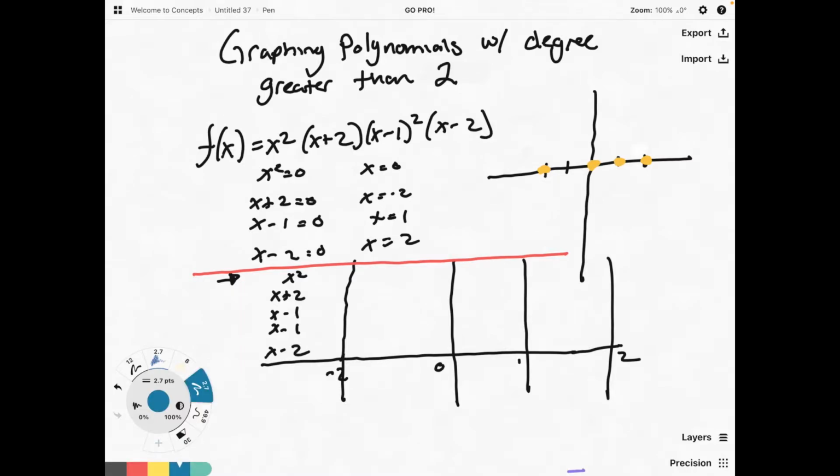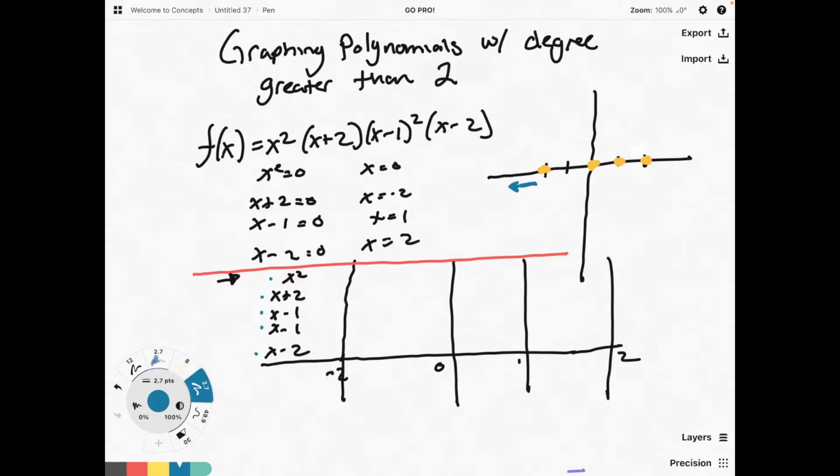What we want to do now is find the overall direction of the graph on values that are less than negative 2. If we want any value less than negative 2, all we need to do is select a value less than negative 2, and then we can plug that value into each one of these factors that we found to give us a sign.